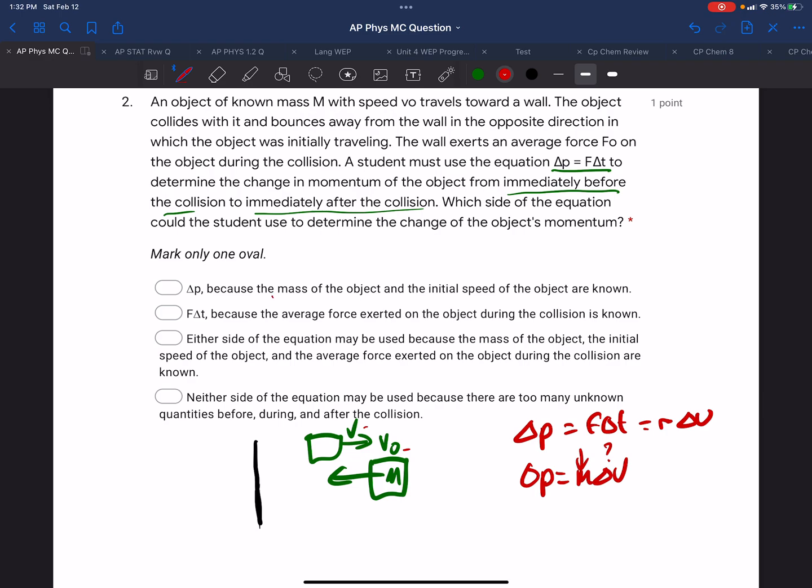It is true we know the mass and we know the initial speed, but that's not enough, because delta p is mv minus mv0. We know this, we know this, but we do not know this, so we cannot find delta p. So this one's out.